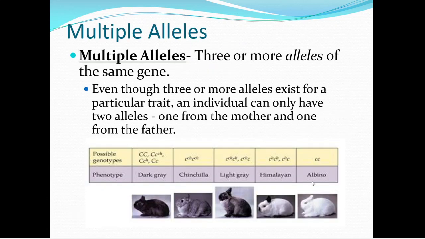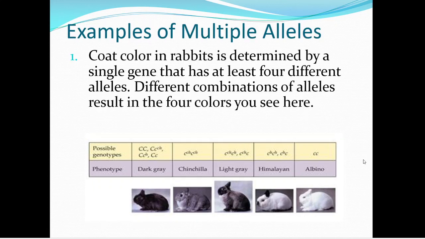Okay. What happens when we have multiple alleles? So 3 or more alleles of the same gene. And we're not going to go all the way up to 3. We'll just go to 2 here in this class. And even though 3 or more alleles exist for a particular trait, an individual can only have 2 alleles, 1 from each mother and 1 from each father. So you can see this is an example of chinchilla. So you can have different mixing of different colors. And I'll show you how to do those, okay?